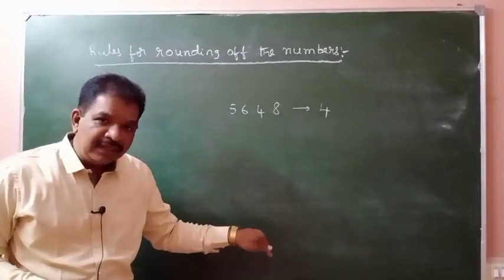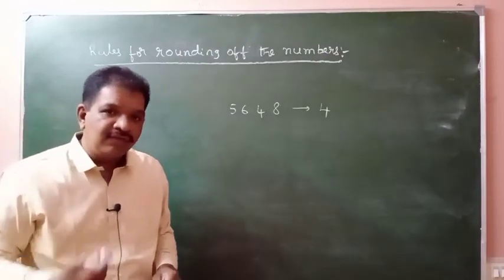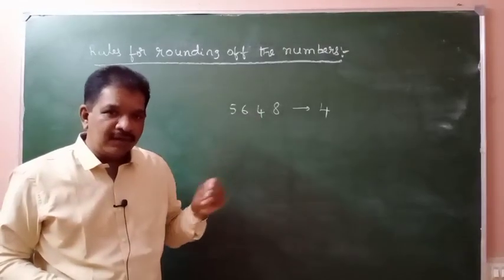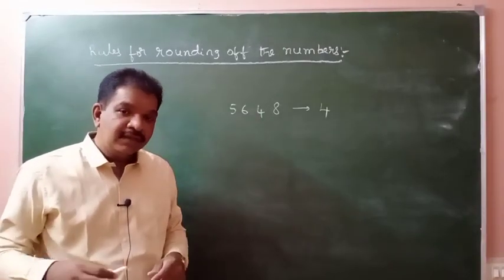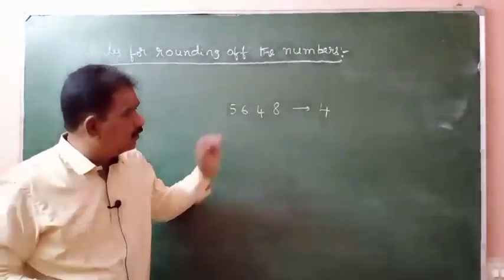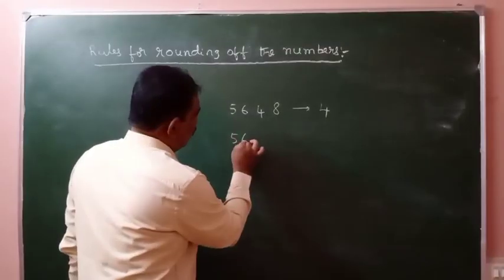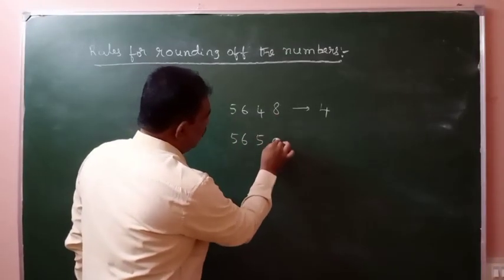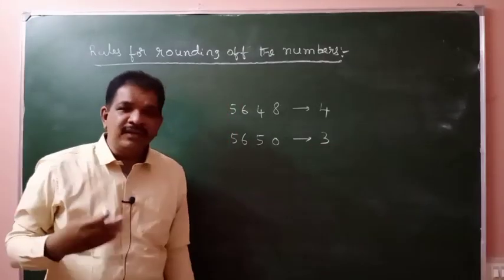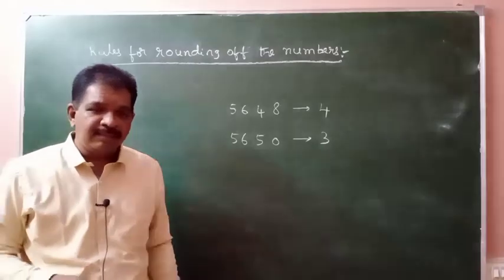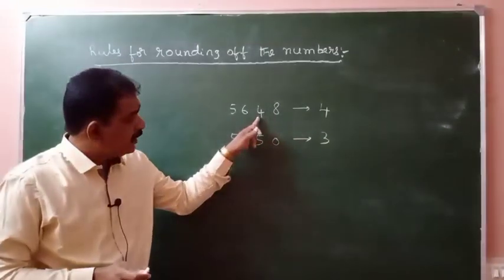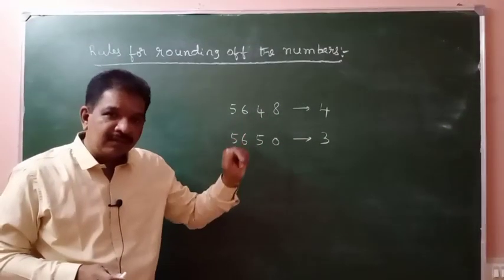If the discarding digit is greater than 5, preceding digit will be increased by 1. So 5, 6, 5. In this place we have to write 0. Then it will have 3 significant figures. Understanding? Discarding digit is greater than 5, preceding digit will be increased by 1.